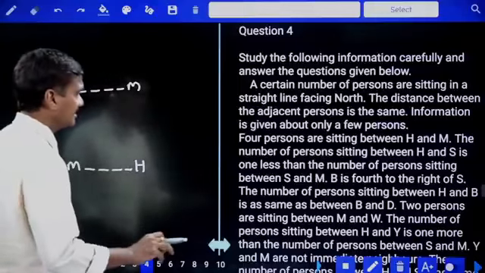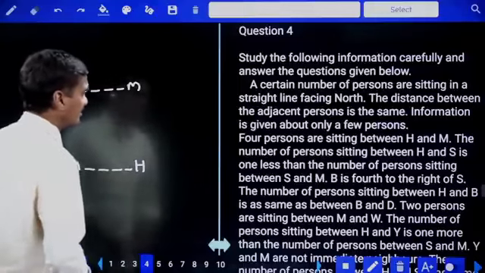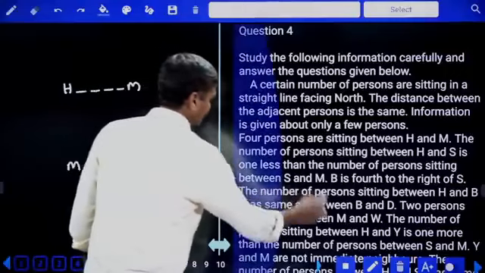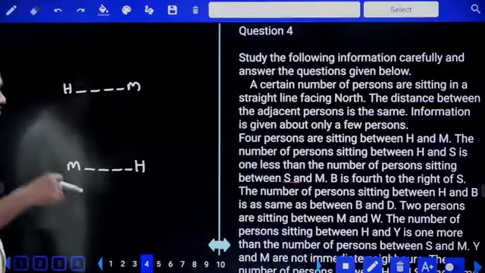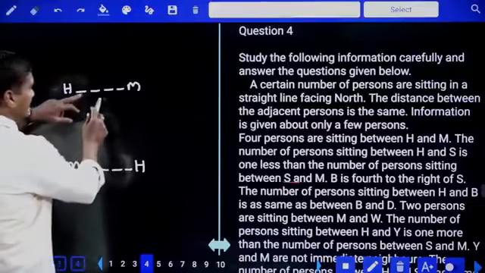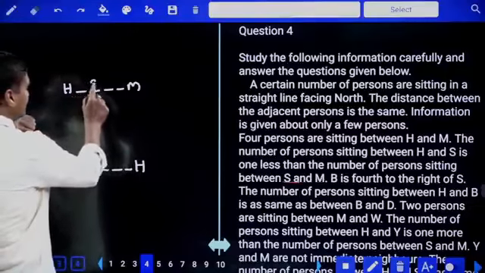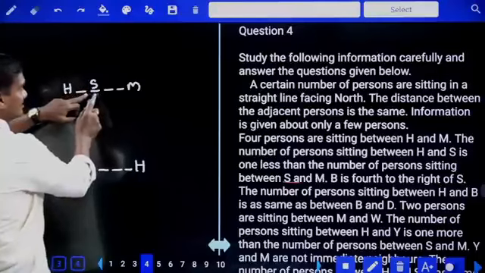And 4 persons between H and M. The number of persons between H and S is 1 lesser than number of persons between S and M. Now H and S, so S must be exactly between H and M. How many persons are there between H and S? One.